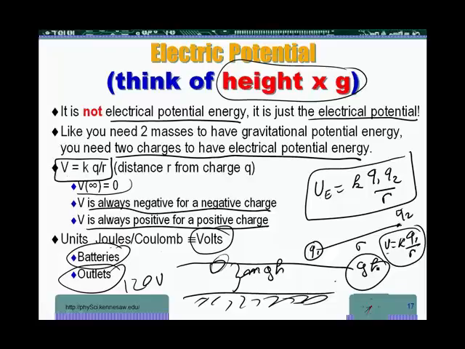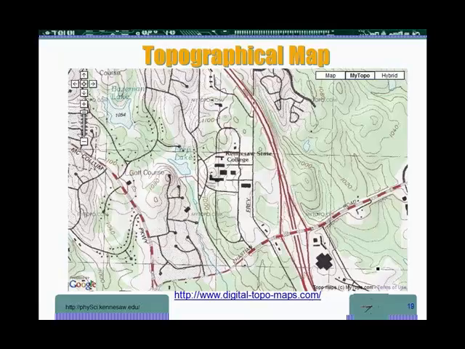Now, to get a better understanding of what I mean when I say think about height, I have here a topographical map. This map is from the USGS. Now, it seems it's not really up to date. They list Kennesaw State University as Kennesaw State College. But notice here, what do they do in a topographical map? You see these lines here? For example, this line here is 1020.